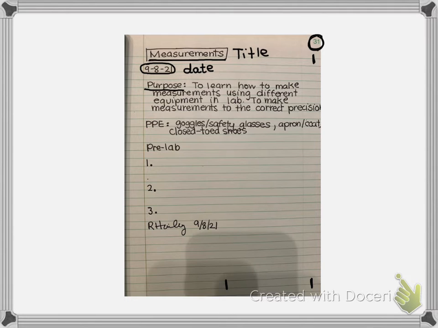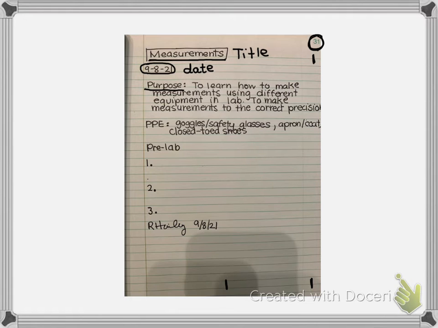Not the details, not the specific steps, but what's the overall idea? Why do you think you're doing this lab? And so I made one for us in class for this first one. I just said to learn how to make measurements using different equipment in the lab and to make measurements to the correct precision. Those were the 2 things I came away with as I read the lab.